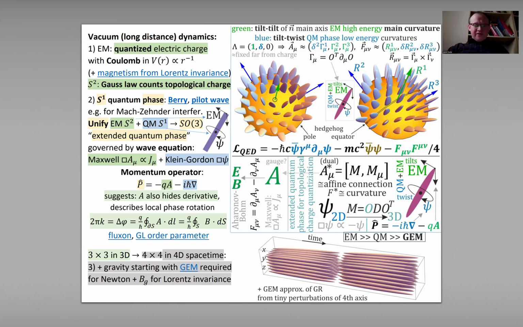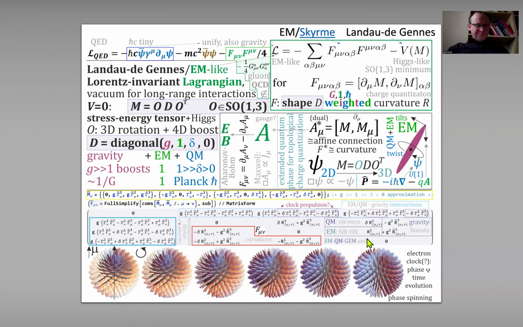And then finally we get to 4D, adding also the space axis for gravity. So here is the Lagrangian once again. So yes, also we have this F mini. So Coulomb model, and there is the Landau-de Gennes like potential, which prefers some shape of molecule. So the M field is like here. It is some rotation times diagonal, which is the preferred shape of our molecule. So the Higgs potential prefers some shape, and this shape has this one corresponds to electromagnetism, delta corresponds to quantum phase, G corresponds to, it's much larger, corresponds to gravity.